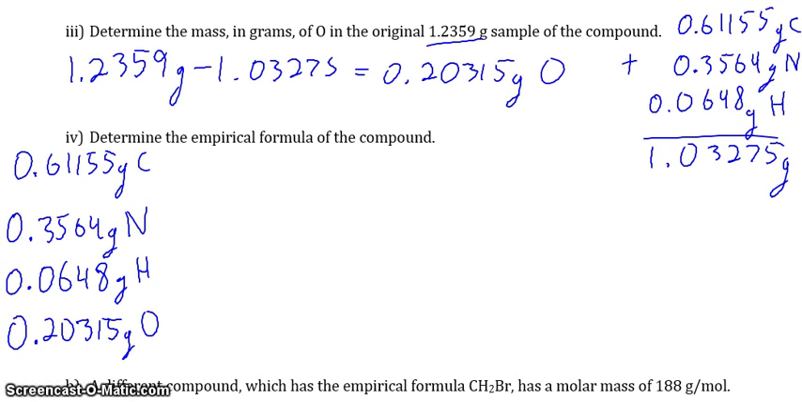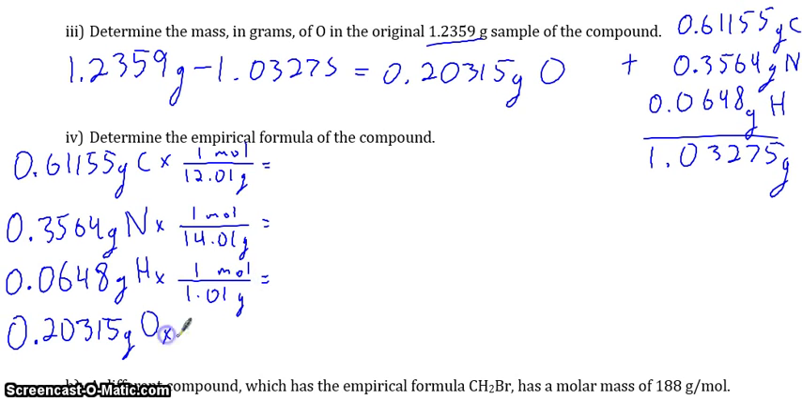Okay, so mass to mole, let's convert each of these into moles. Carbon's mass is 12.01 grams in a mole. Nitrogen's mass is 14.01 grams in a mole. Hydrogen's mass is 1.01 grams in a mole. And oxygen's mass is 16.00 grams in a mole.